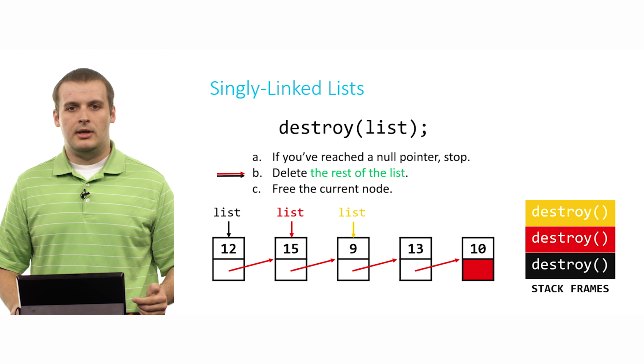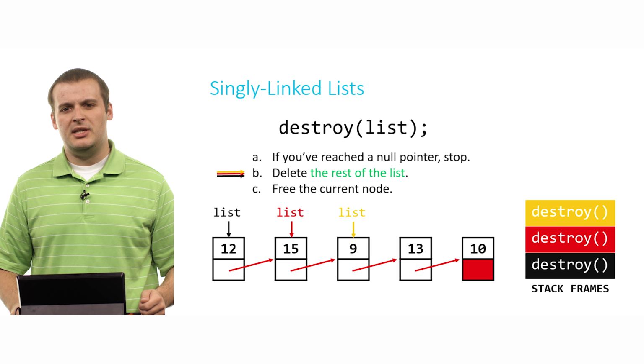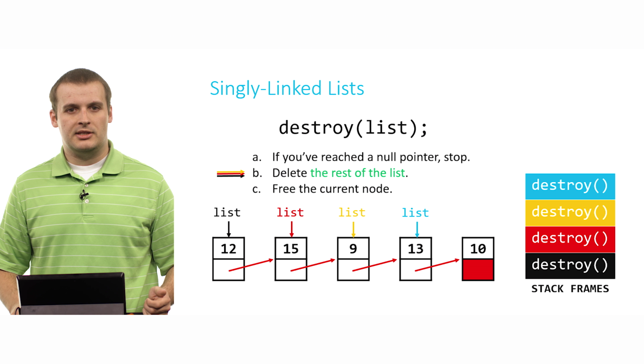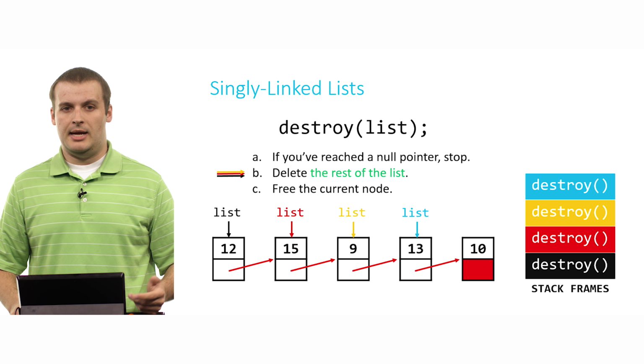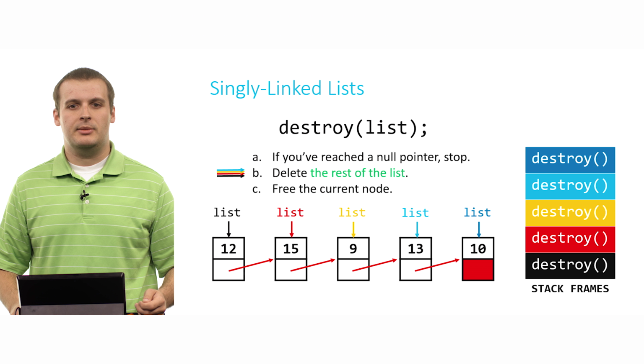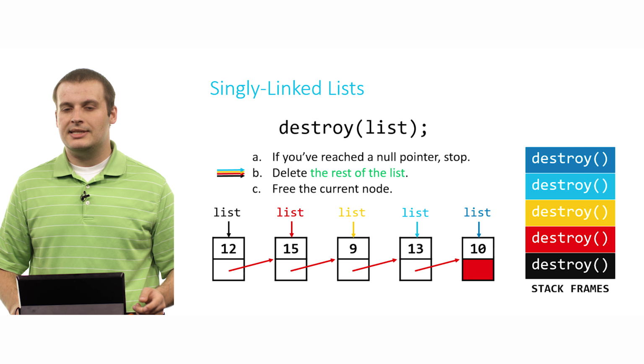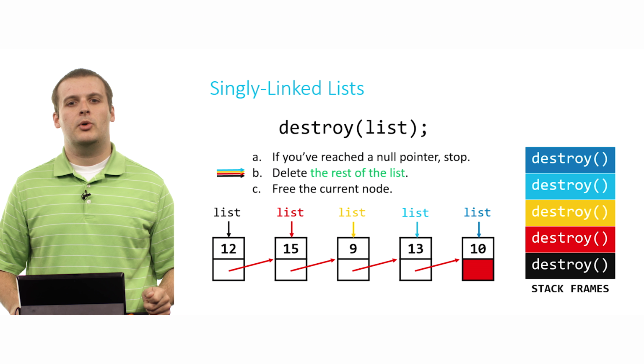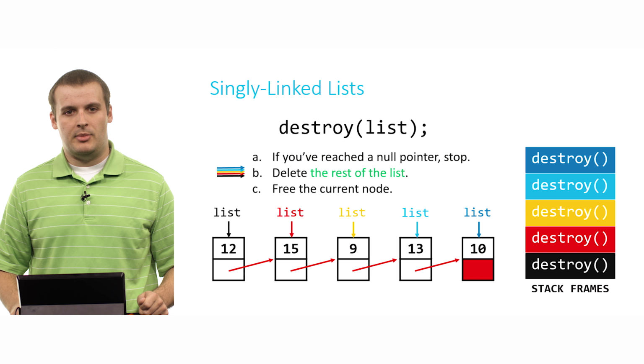Well, 9's going to say, well, I'm not a null pointer, so delete the rest of the list from here. And so try and destroy 13. 13 says, I'm not a null pointer. Same thing, it passes the buck. 10's not a null pointer. 10 contains a null pointer, but 10 is not itself a null pointer right now. And so it passes the buck too.